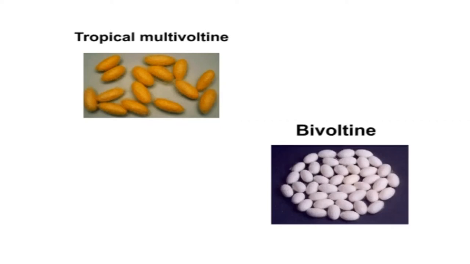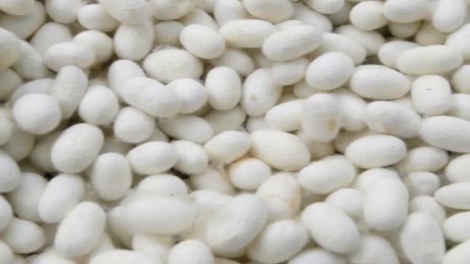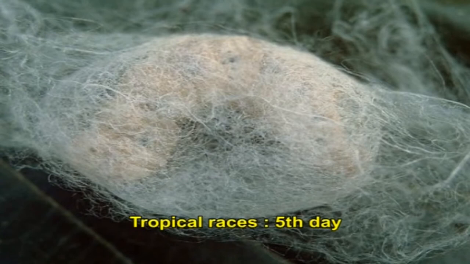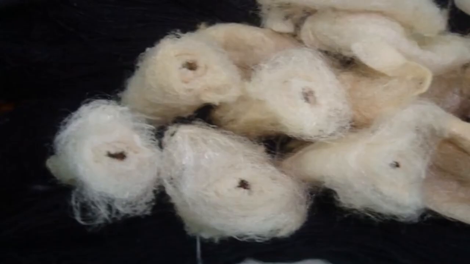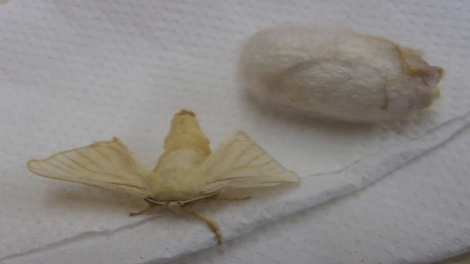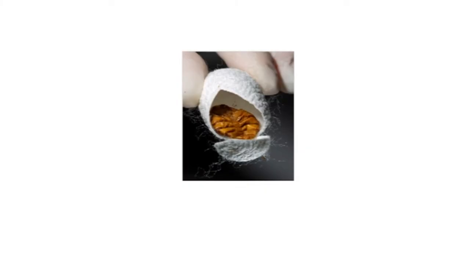The tropical multivoltine and bivoltine races pupate on the 3rd and 4th day, and temperate uni and bivoltines on the 4th or 5th day of spinning. The recommended time of harvesting is the 5th day of spinning for tropical races and the 7th or 8th day for temperate races. Delay in harvesting beyond the recommended day may lead to the formation of pierced cocoons by the emergence of parasitic uzi fly maggots or by moth emergence. Too early harvesting leads to soiled cocoons due to putrefaction of pupae injured by harvesting.